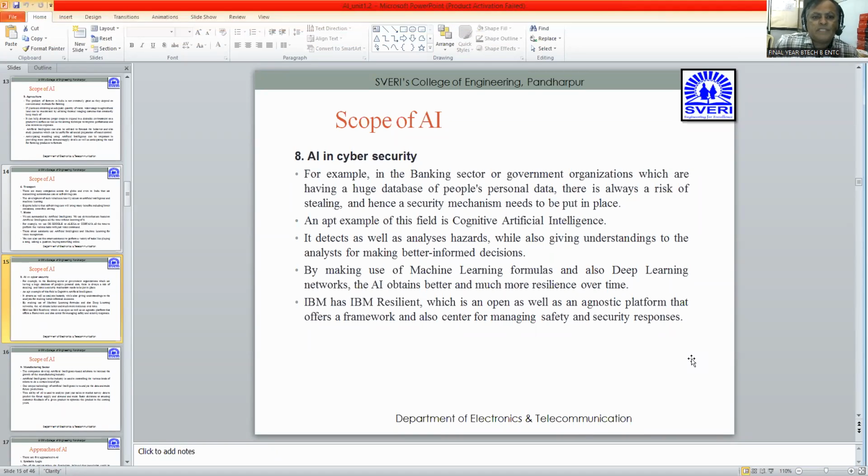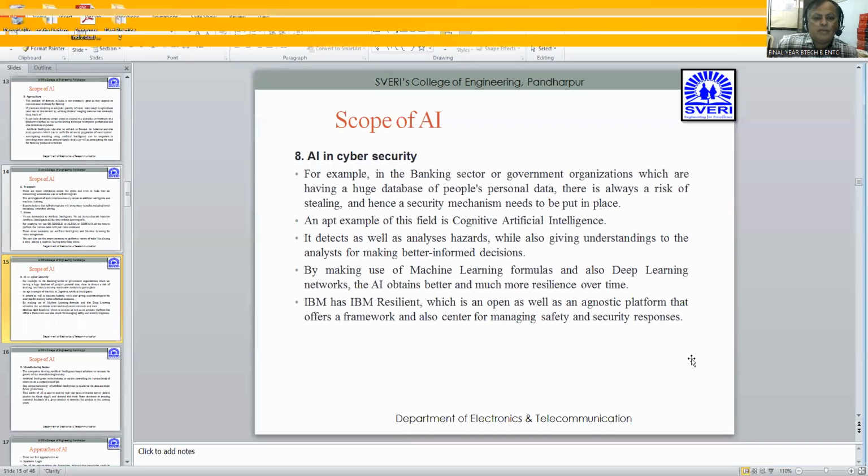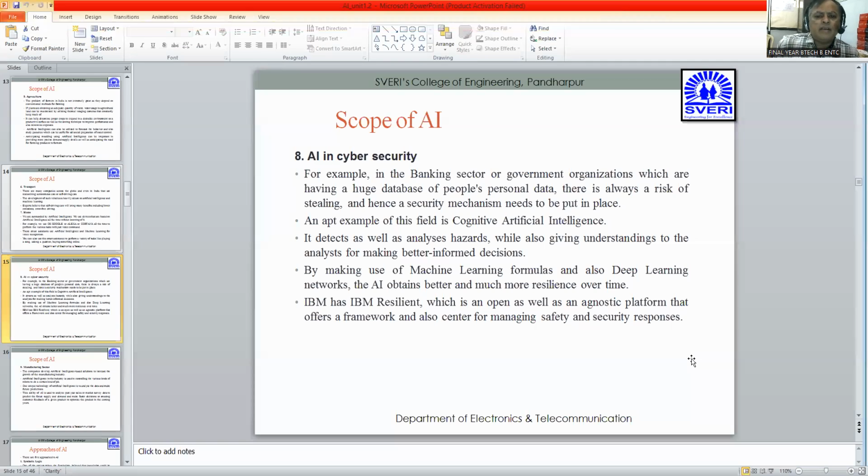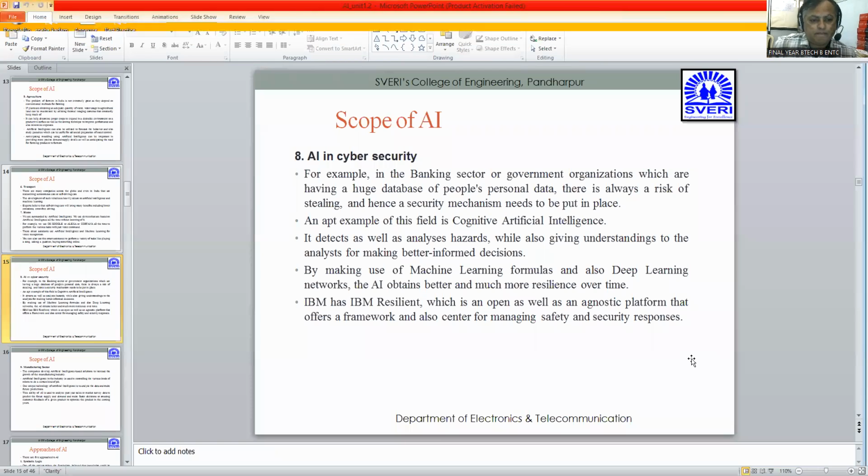The best example is as we are moving towards cognitive AI. The field of cognitive AI is very much used in cybersecurity. How it helps is that it detects as well as analyzes the hazards and understands the analysis for making better informed decisions. By making use of machine learning formulas and also deep learning networks, the AI obtains better and much more resilience over time. So this is an improvement of the systems. IBM Resilient is an open as well as agnostic platform that offers a framework and also a center for managing safety and security responses. So you could see that cognitive artificial intelligence has entered into cybersecurity, and with the help of machine learning and deep learning, the AI is able to achieve better and much more resilience over time.